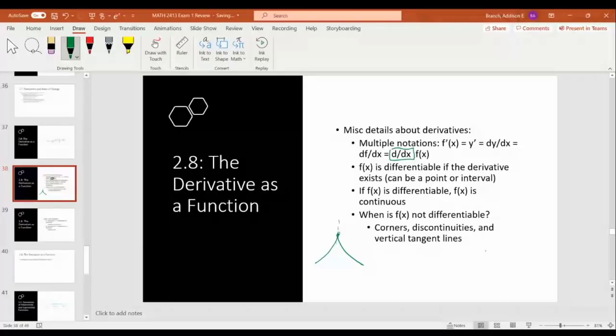And the other one is whenever you have vertical tangent lines. So let's say we have something like this and we have a vertical tangent line somewhere. That point with the vertical tangent line wouldn't be differentiable.